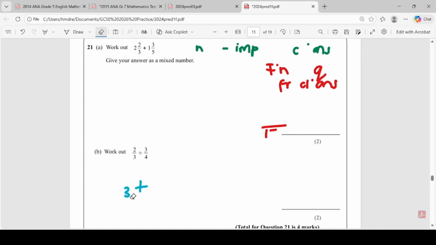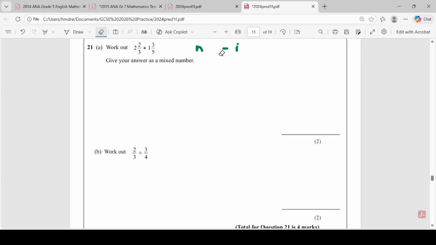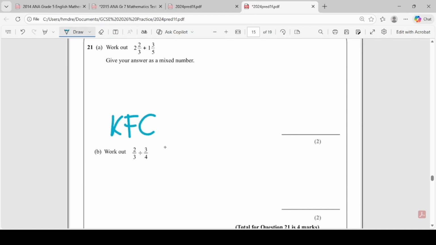Okay, so question B here, they say 2/3 divided by 3/4. When we are dividing fractions, a lot of people say KFC. So let's write that down. KFC. You keep the first fraction exactly as it is, so 2 over 3. You flip the second fraction, so that's going to be 4 over 3 instead of 3 over 4. And then you change the sign. So instead of divide here, we are going to be timesing.